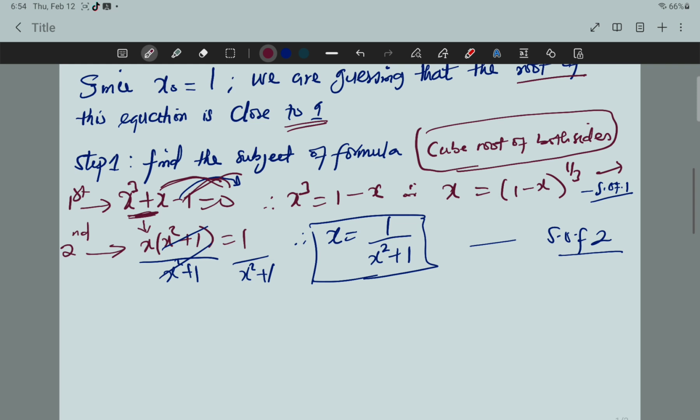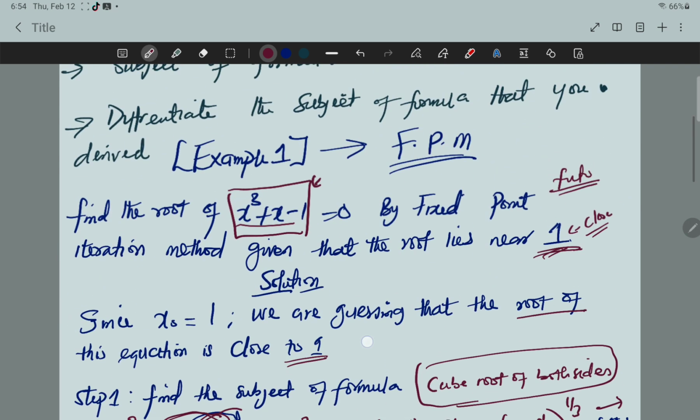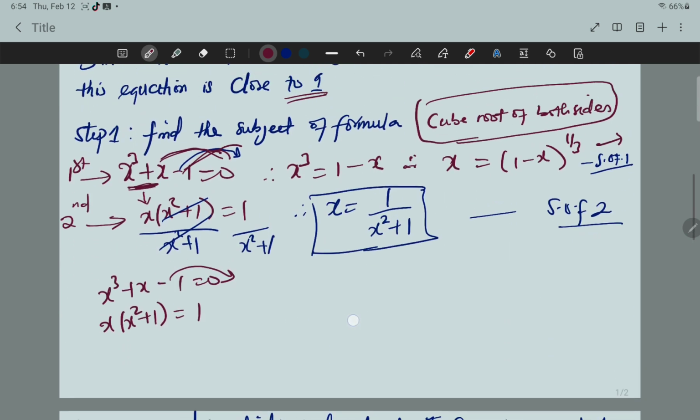Number two, what else can we derive as subject of formula for x? We can decide to factorize. This factorization means x to the power of 3 plus x minus 1 is equal to 0. This means x(x squared plus 1) is equal to 1. What did I do? I just simply moved the minus 1 to the other side. Is that clear now?